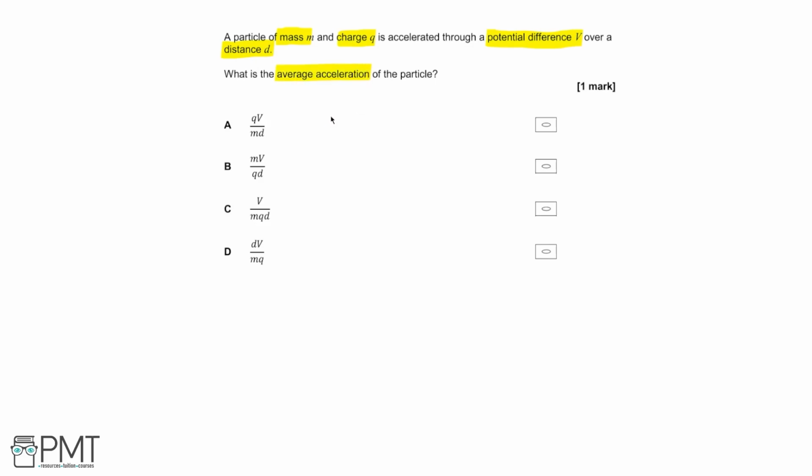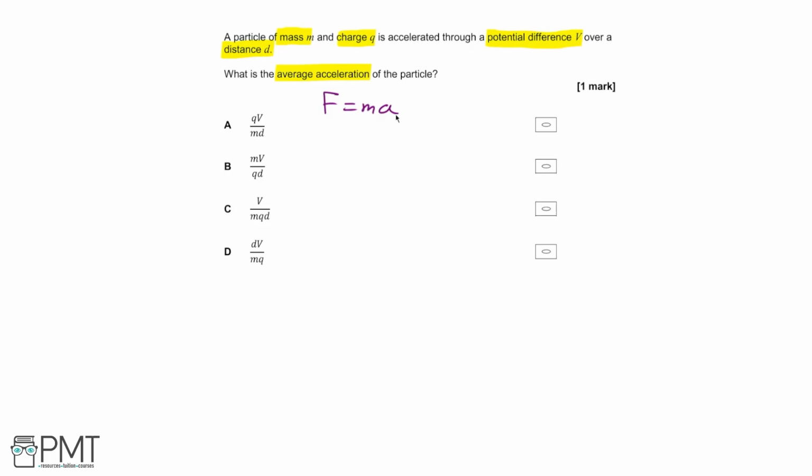Because we're dealing with acceleration in relation to the electric force, it is helpful to consider Newton's second law, which says that F is equal to m times a, where F is the resultant force acting on the object, m is its mass for an object where the mass doesn't change, and a is its acceleration. From here, we need to determine what the electric force is acting on the particle.